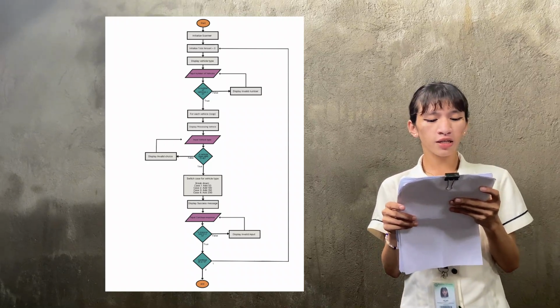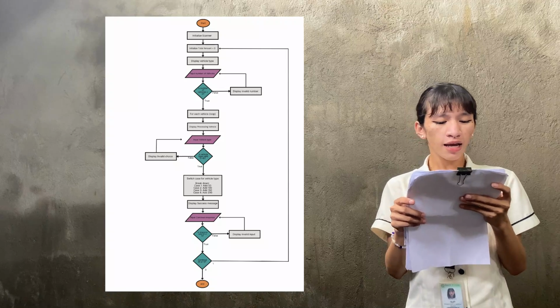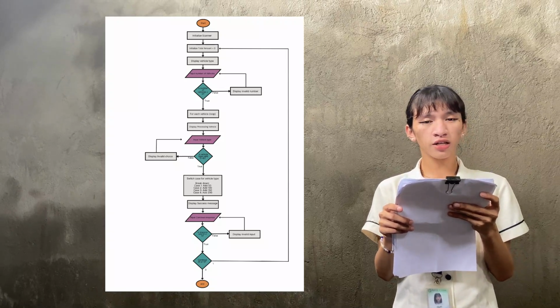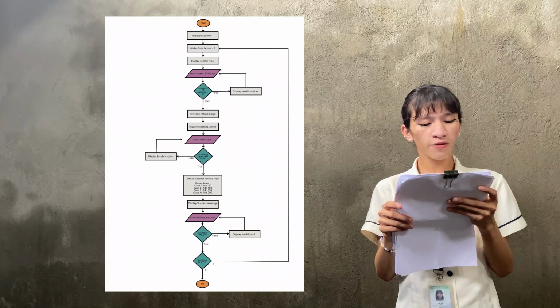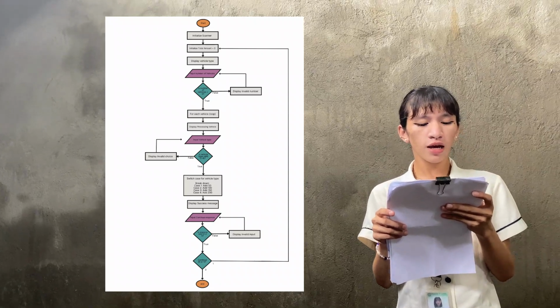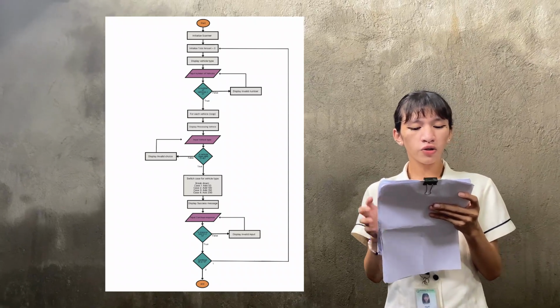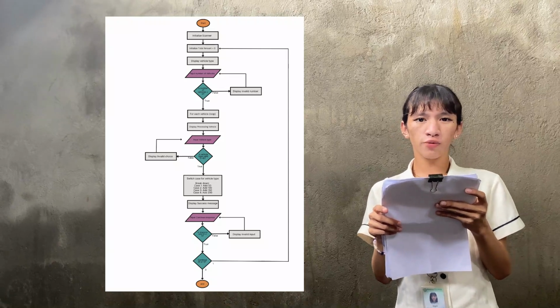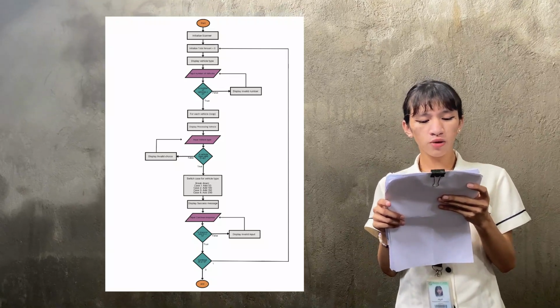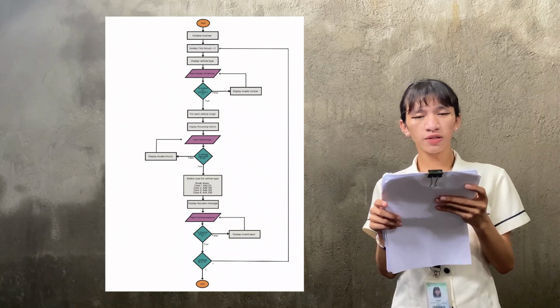After processing, the total amount is displayed, and the user is asked if they want to process another batch. If the input is invalid, an error prompts for re-entry. Choosing to end the process concludes the program, while choosing to continue loops back to reset the total amount and restart.